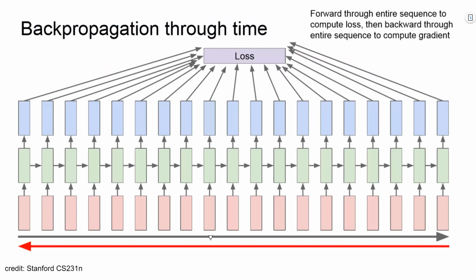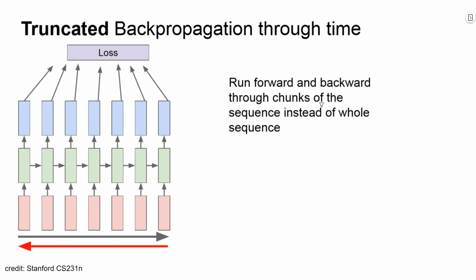And for backpropagation through time, we go forward through the entire sequence to compute loss, then backward through the entire sequence to compute gradients. However, that is computationally very expensive. So what we do is truncate the backpropagation through time. Roll forward all the way through to the end point and backward through chunks of the sequence instead of the whole sequence.